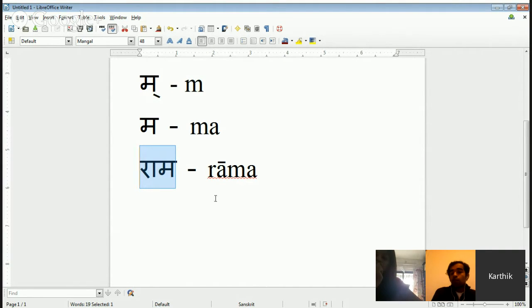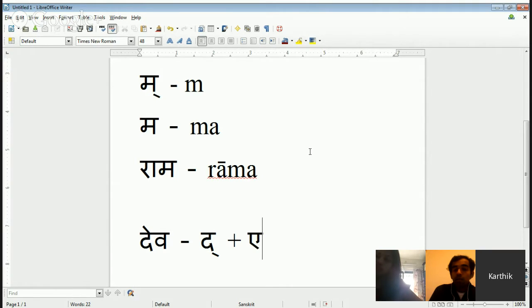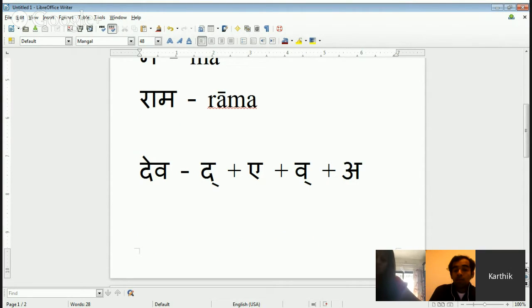Similarly, Deva. So when I say Deva, which is the word that the book is introducing, what does this have? It has a Dakara, then it has an Ekara, and then a Vakara, and then finally an Akara. So this is also an Akaranta Shabda, and it is Pullinga, which means it is masculine. So today we are going to see certain forms of Akaranta Pullinga Shabdas.